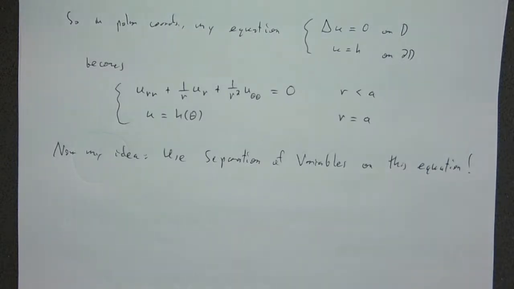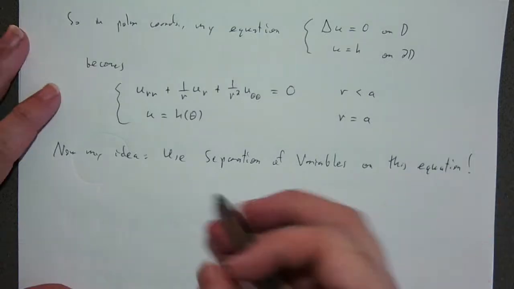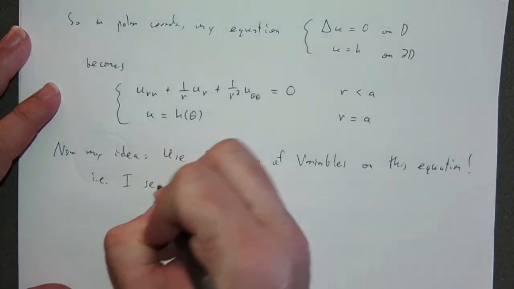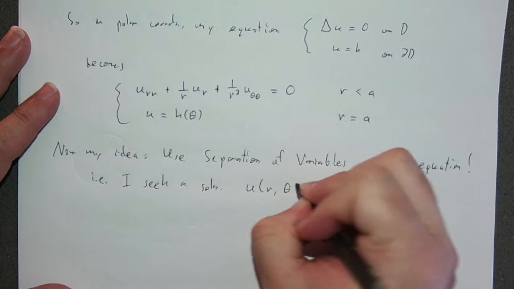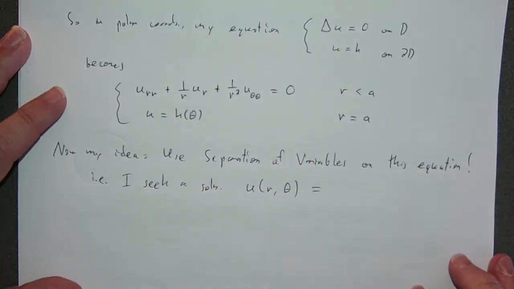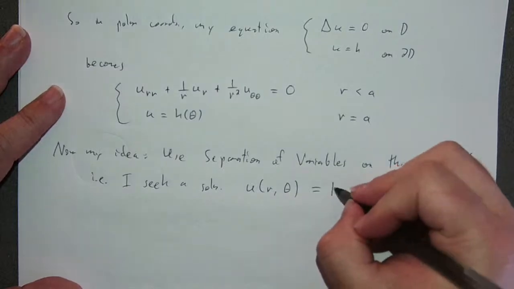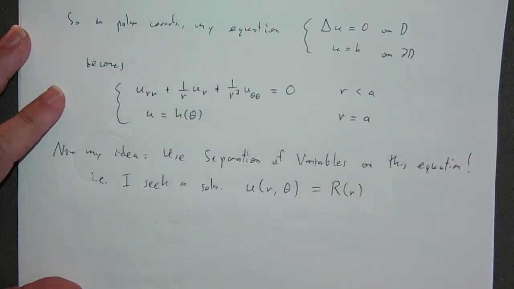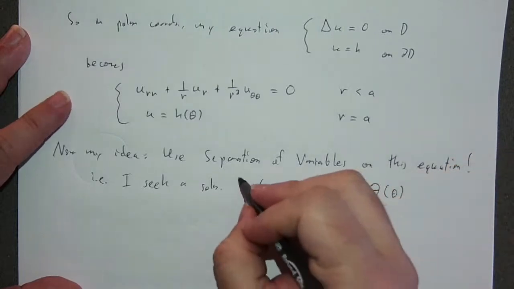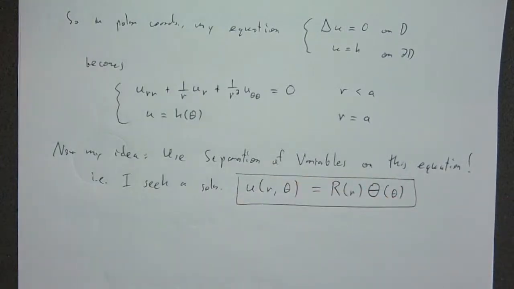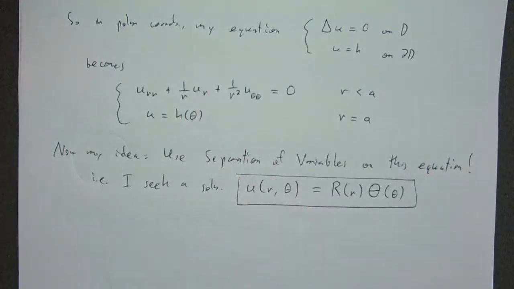Okay, so I want to use separation of variables on this rewritten equation. If I do that, I seek a solution u of r, theta that can be written as the separated solution, big R of r times big Theta of theta. So then I put this into the PDE here, right?